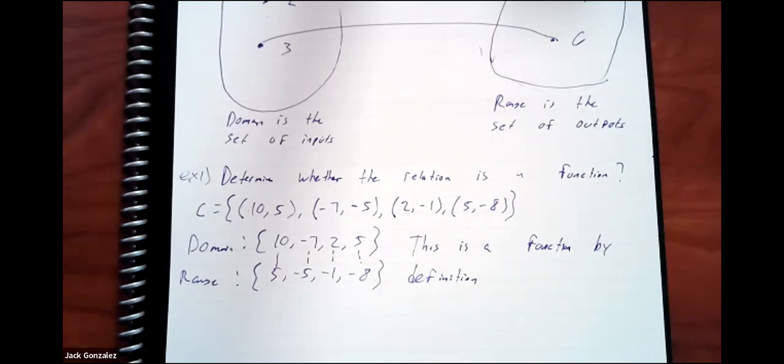Does everyone see why this is a function? It's okay. If any x would have repeated itself and gone to a different place, then you would say right away, no. Like if you had seen a 10, 5 and then a 10, 2, that would violate the definition. It would not be a function.